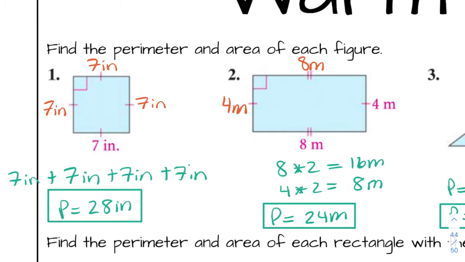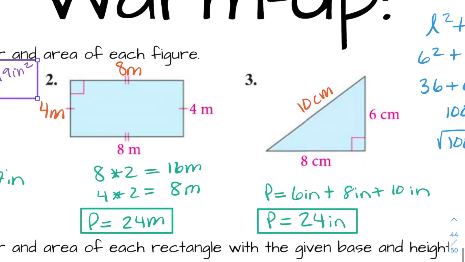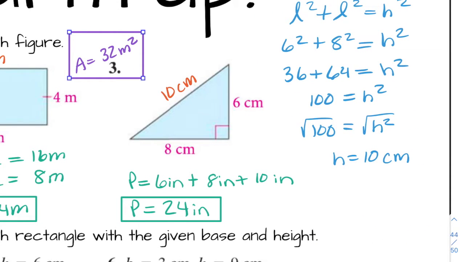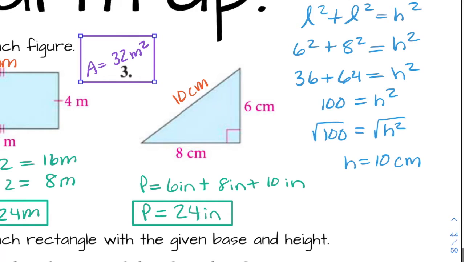So 7 times 7 is going to be 49 inches squared. Area for this one is going to be 8 times 4, which is 8, 16, 32 meters squared. And this last one is going to be half of 8 times 6. 6 times 8 is 48, so half of that is 24.